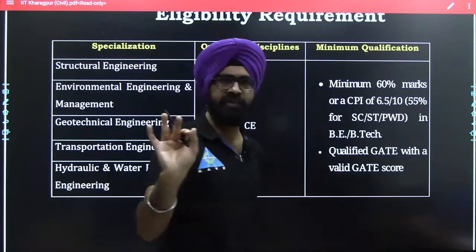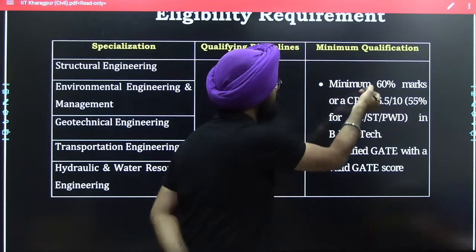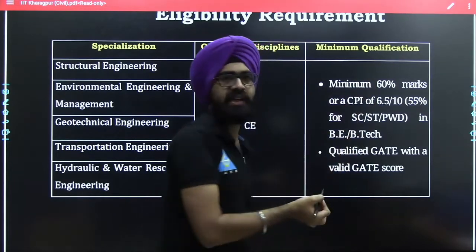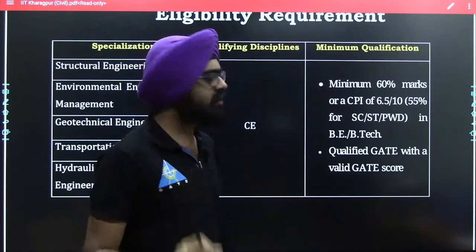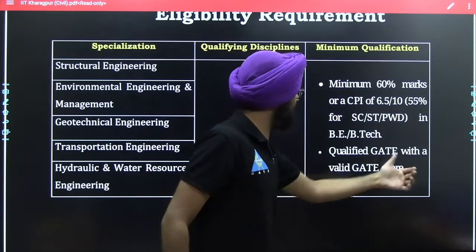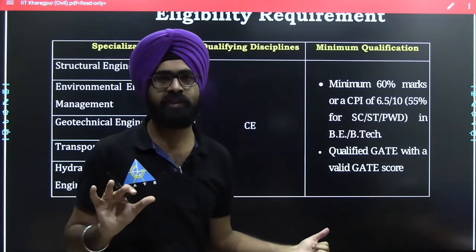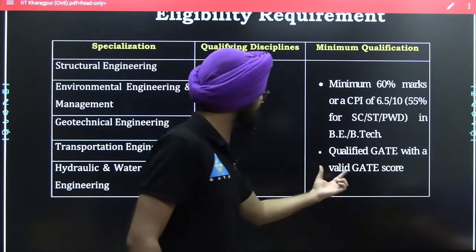Now you have a good GATE score. But if you are not fulfilling these criteria, that is minimum 60% of the marks in BTech, then you can't apply. So these are the basic requirements for you. Another is qualified GATE with a valid GATE score. Each and every college has its own minimum cutoff list. That is why it mentions a valid GATE score.